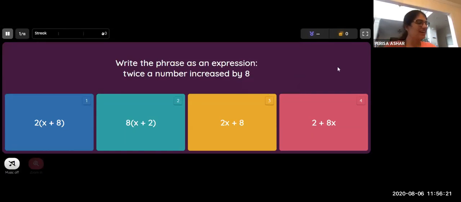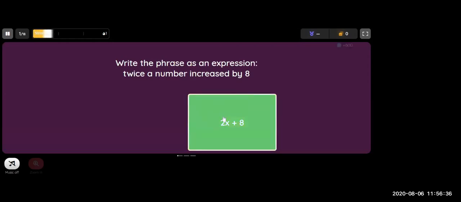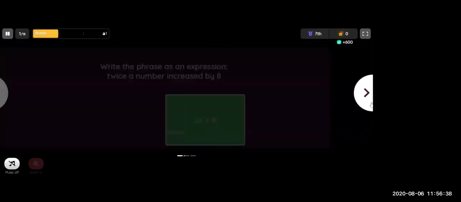Okay, never mind. I realized the expression is 2x plus 8, but it's option 3. I'll look into that. But yes, good job, Jeev and Avi. Basically, the expression matches what the statements say. And we can go a little faster too, sorry. So I'll just click yes.